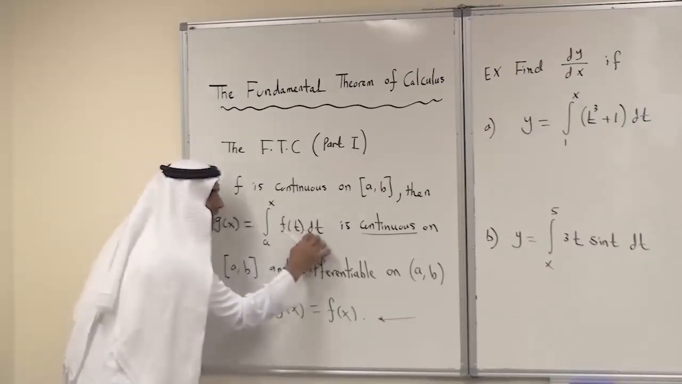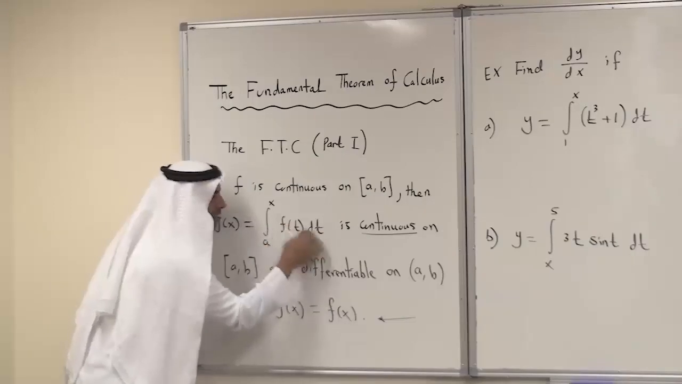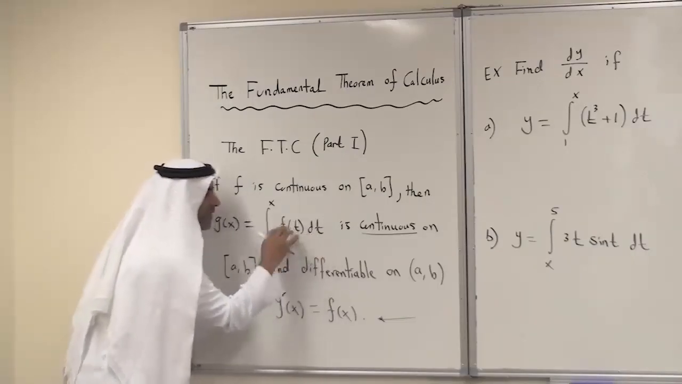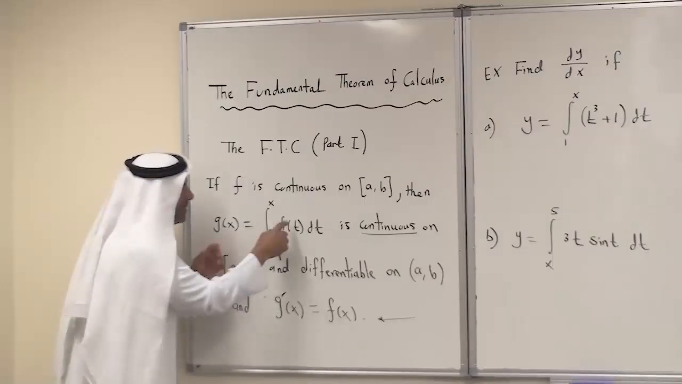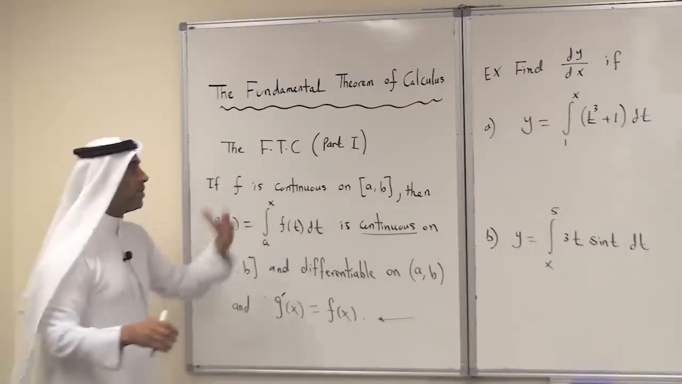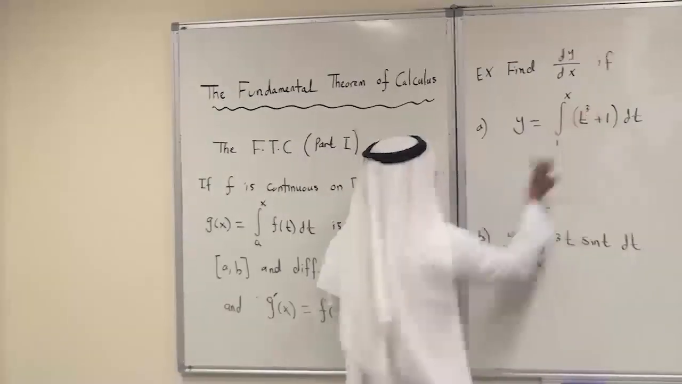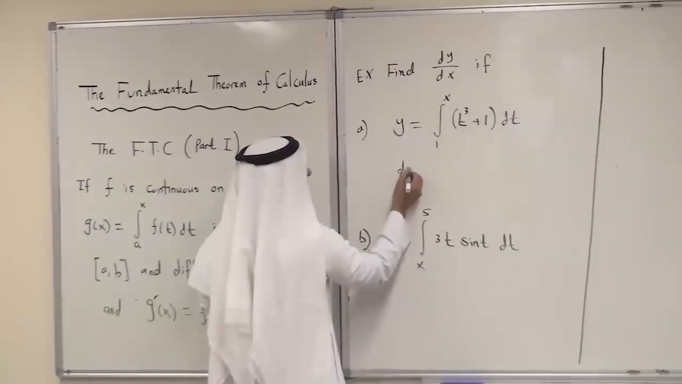And this is f of t dt. It is not important here, f of t dt, f of u du, f of w dw. We commented on this last time and we said this is a dummy variable, okay? So, what is the derivative here? What is y prime? What is dy by dx?